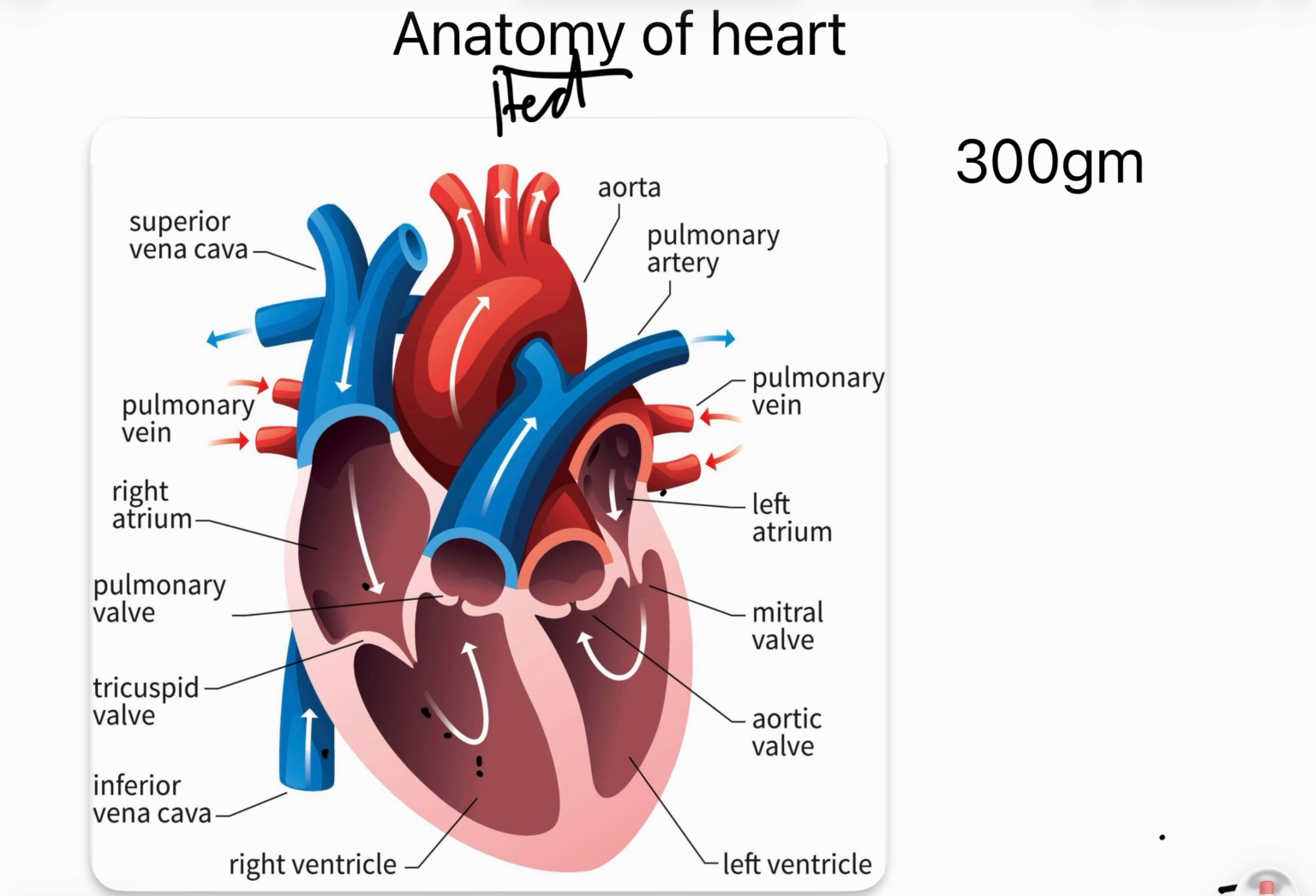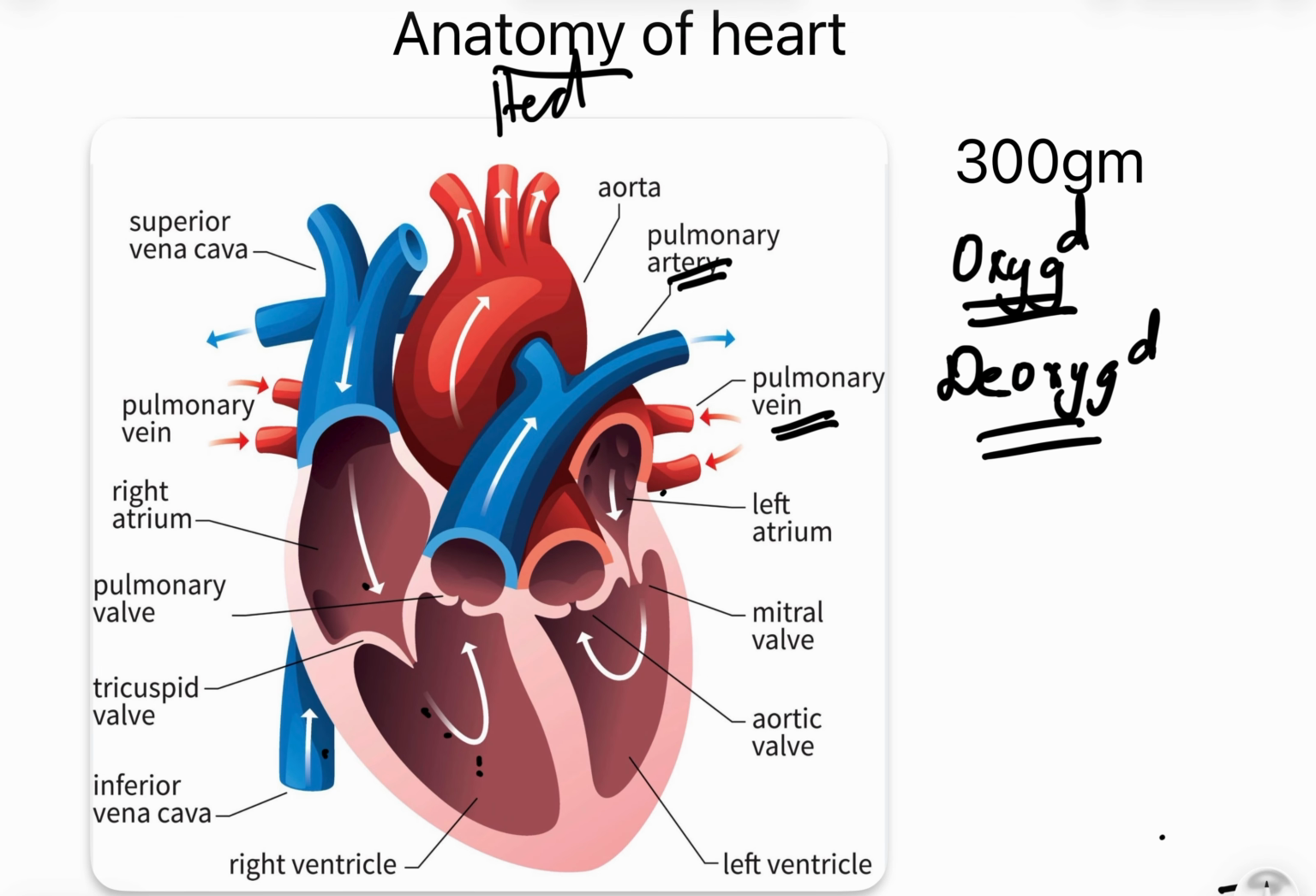Another important question that can be asked, but it is a very easy question but still can be asked in different examinations, is the pulmonary artery and pulmonary vein. In our body, I already said we have two types of blood, oxygenated and deoxygenated. Normally, oxygenated blood is carried by arteries, and deoxygenated blood is carried by veins.